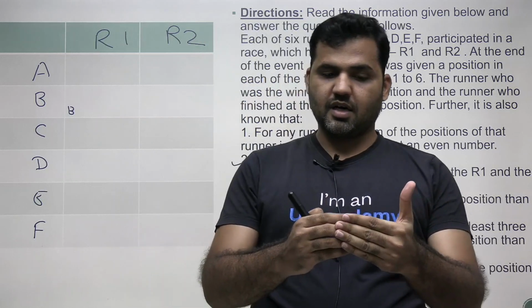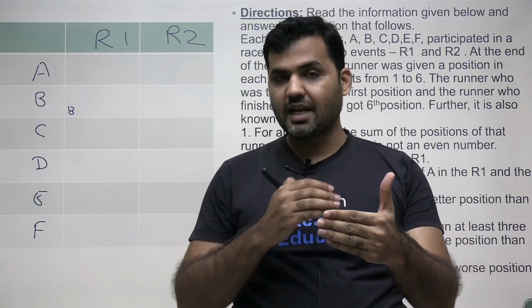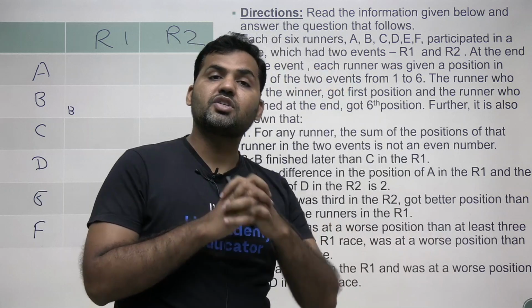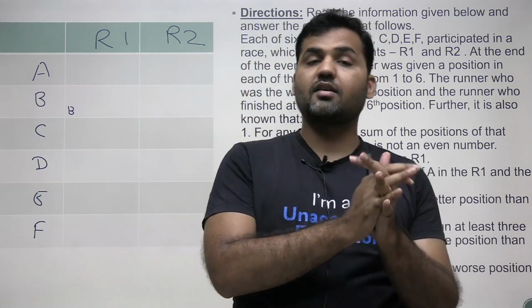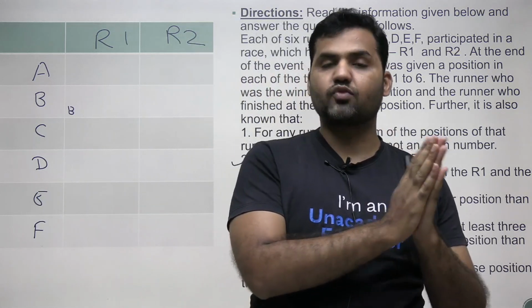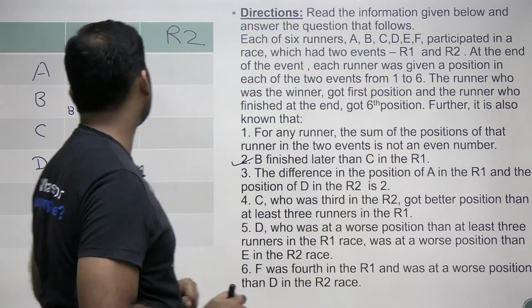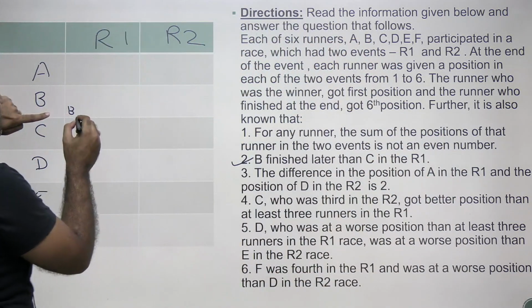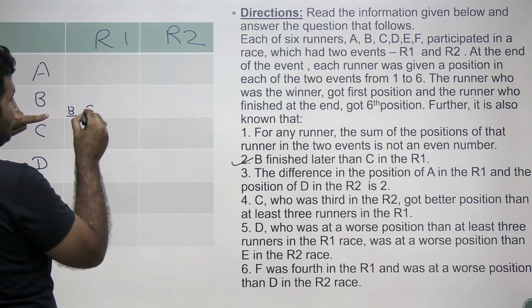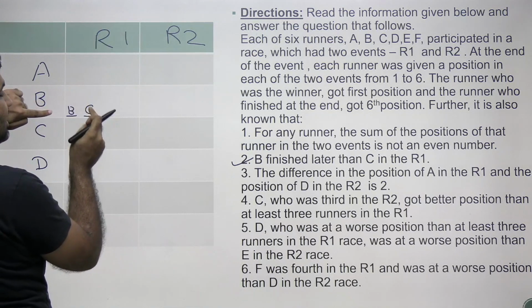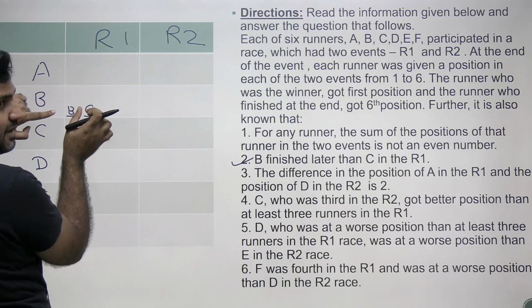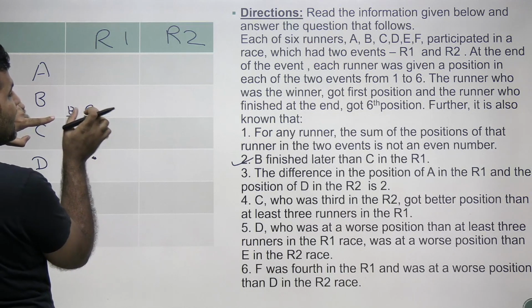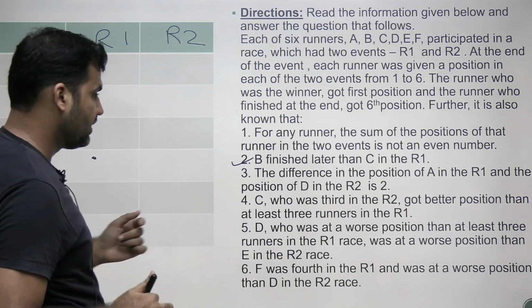that means you are finishing the race later. The person who will be finishing the race, who will be winning the race, will be ranked as 1 as per the statement here. So B is finishing later than C. That means C's rank, in terms of magnitude, must be lower than the rank of B, right?